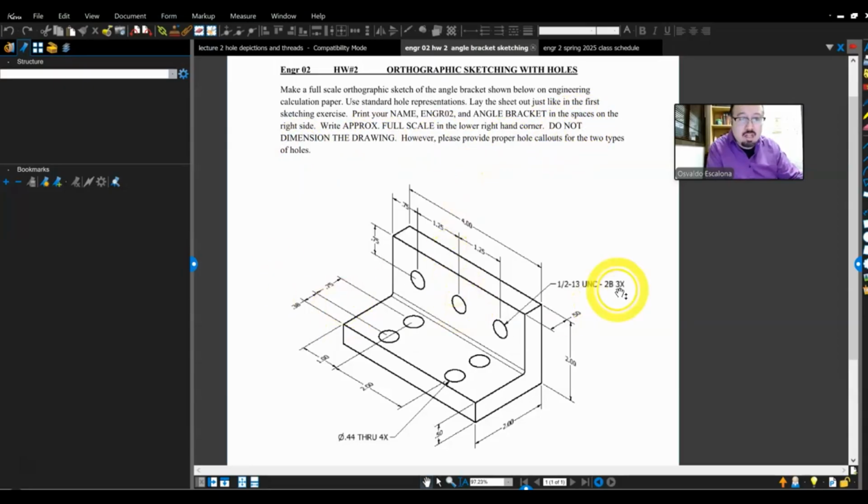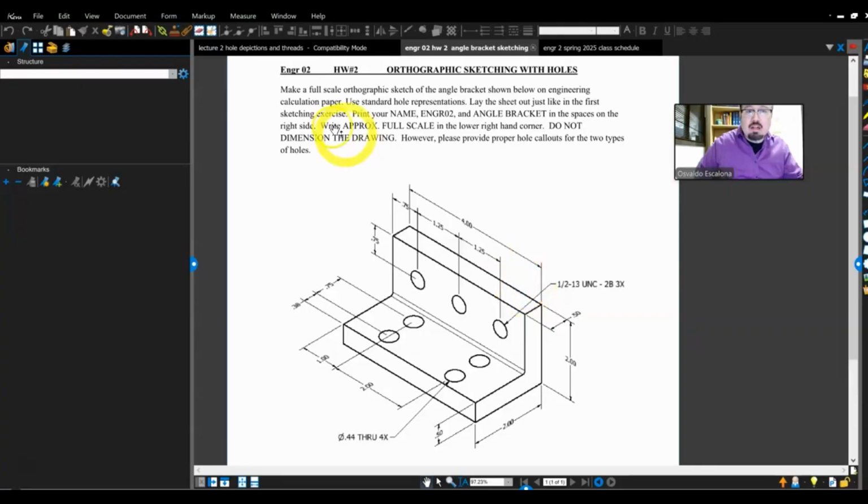And then you will notice that it has a bunch of hole callouts. You cannot do the hole callouts until we cover the lecture and how you represent them, and then you might be able to start working on it. Otherwise, you should be able to create the front, the top, and the side view without any holes. And that's pretty much your assignment number 2. Whenever we meet next time, we'll talk briefly on how it's supposed to look, and then you get to do it.